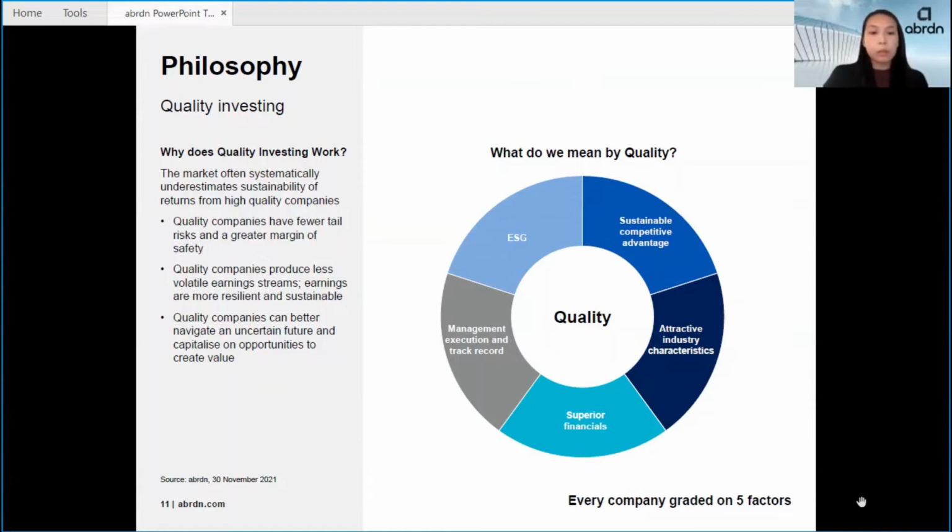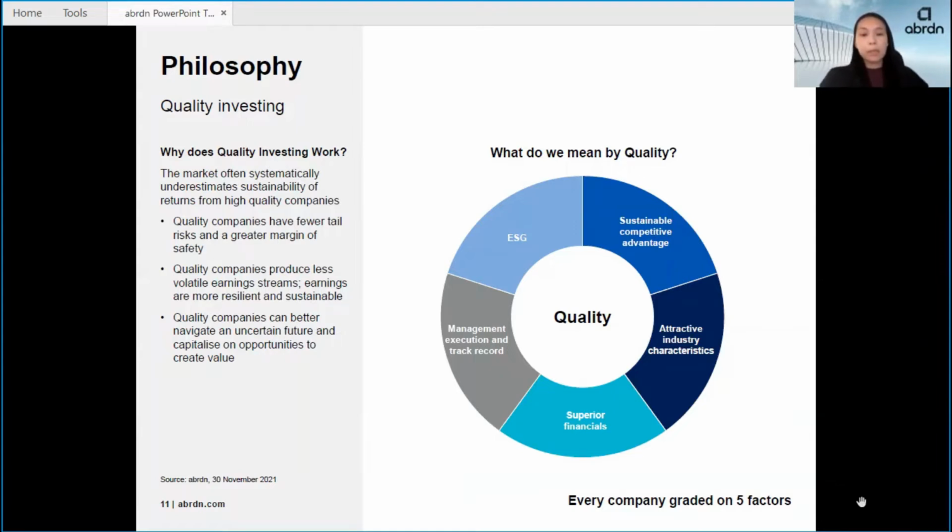And we believe that these quality companies can better navigate an uncertain future and capitalize on the volatility or opportunities to create value. So when we look at quality, this quality wheel on the right-hand side is essentially a summary of what we mean by quality. So first thing we look for is a sustainable competitive advantage. We look at the business model and we seek to identify what makes this business sustainably competitive. The second thing that we look for is attractive industry characteristics.